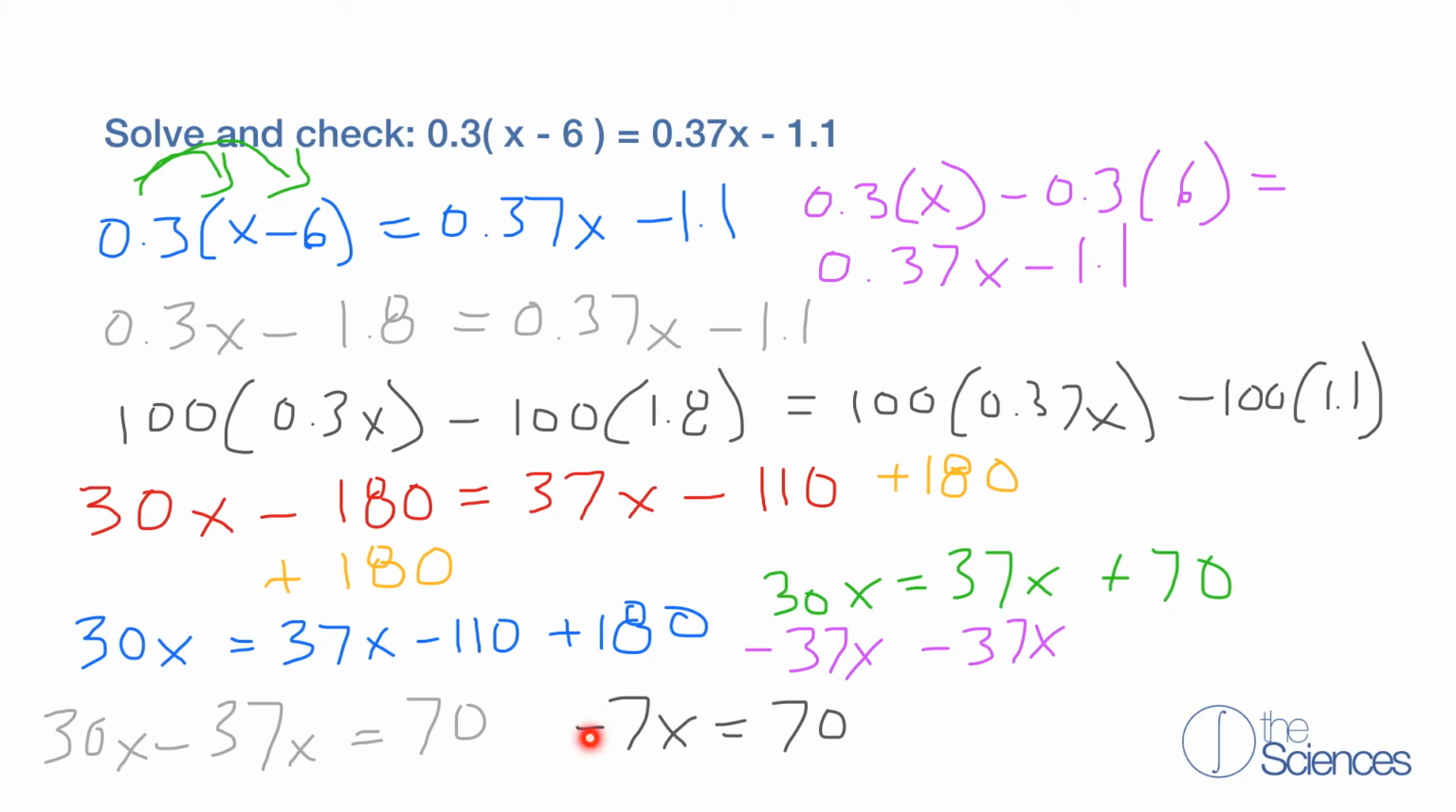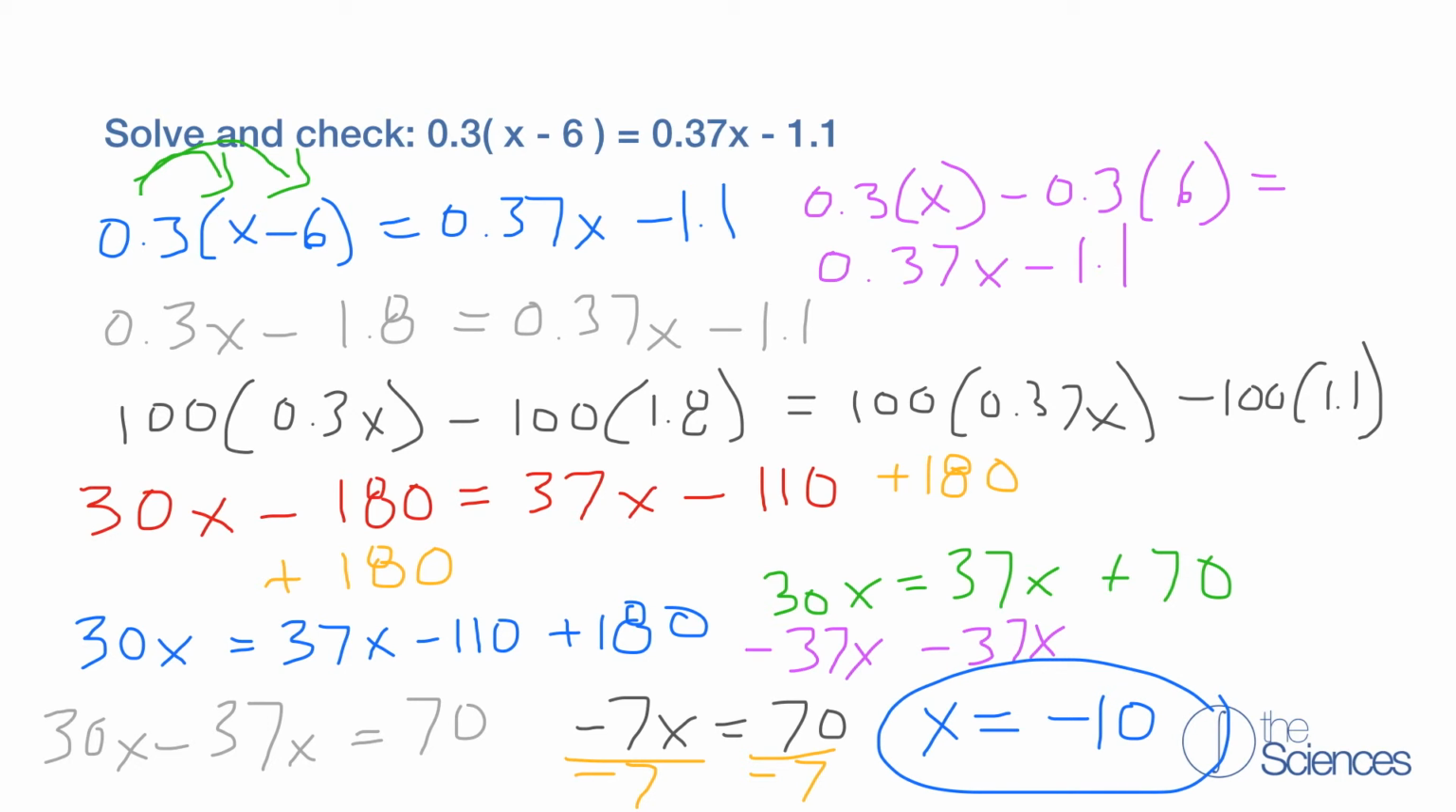So now we can move our variable term negative 7 from the left side to the right side by dividing both sides by negative 7. So now we have negative 7 over negative 7, which is 1, or x equals 70 divided by negative 7 is negative 10. So x equals negative 10.